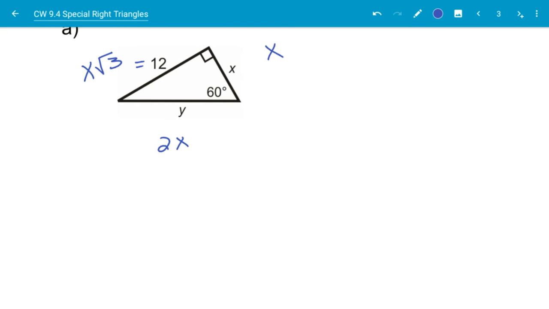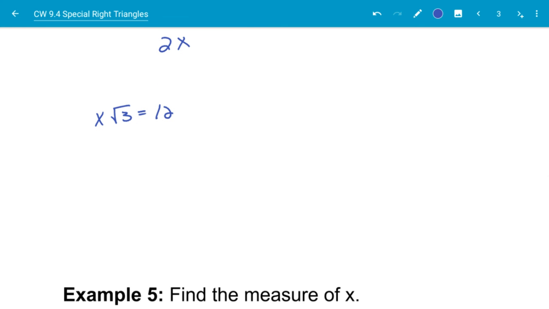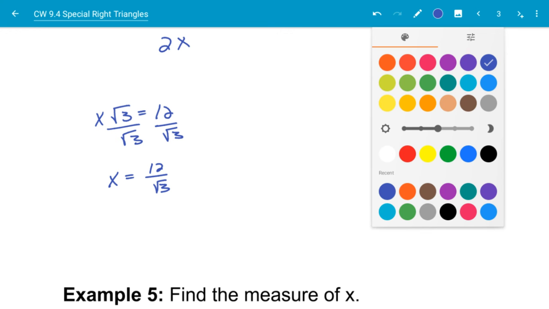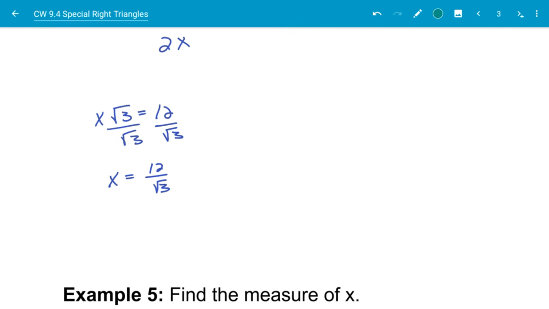So we're going to take this x square root of 3 is equal to 12, and then we're going to solve for x, so we have to divide by the square root of 3 on both sides. And when we do that, we have an irrational number, the radical square root of 3, in the denominator. So then we're going to have to rationalize the denominator.